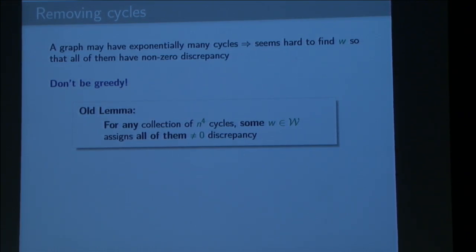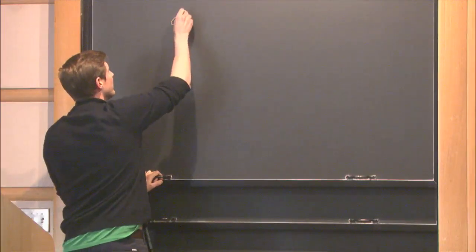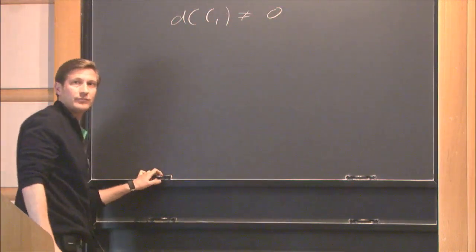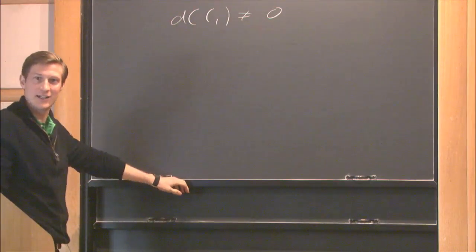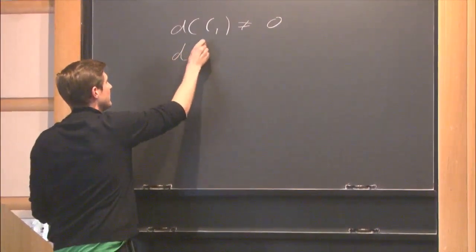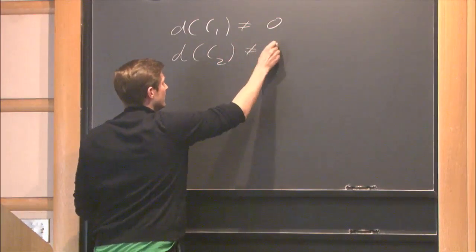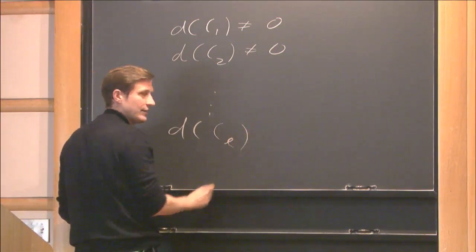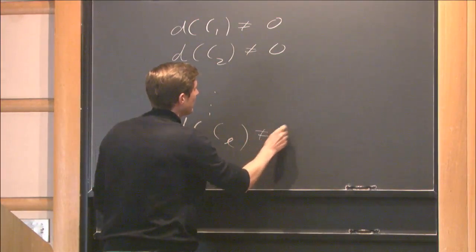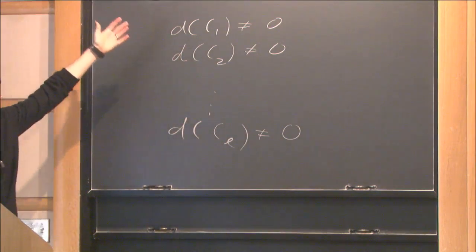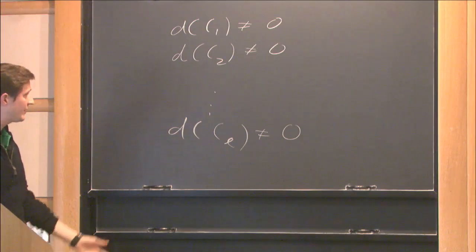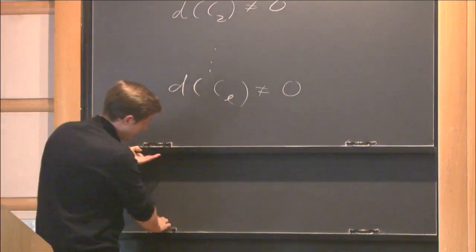So suppose you have some cycles. I want the discrepancy of the first cycle to not be equal to 0. This is some linear sum in the weights of the edges of that cycle. I want the discrepancy of the second cycle to not be 0. And maybe I have L such things. But if I take the product of all these, that should be non-zero. That's non-zero by the trivial weight functions we had here.